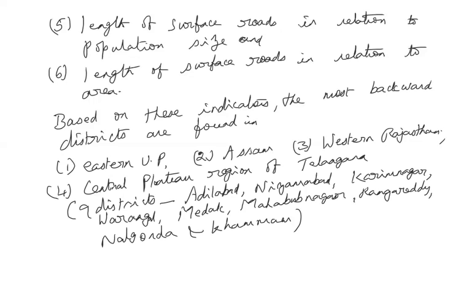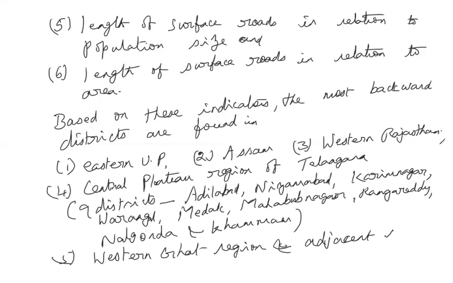And then apart from that, the Western Ghat region and the adjacent region of Kerala, like Wayanad and all in Kerala. So these areas are found to be industrially wanting. I mean, they are not that much developed industrially. So this was the finding of the Pandey committee based on the 6 variables which they used.